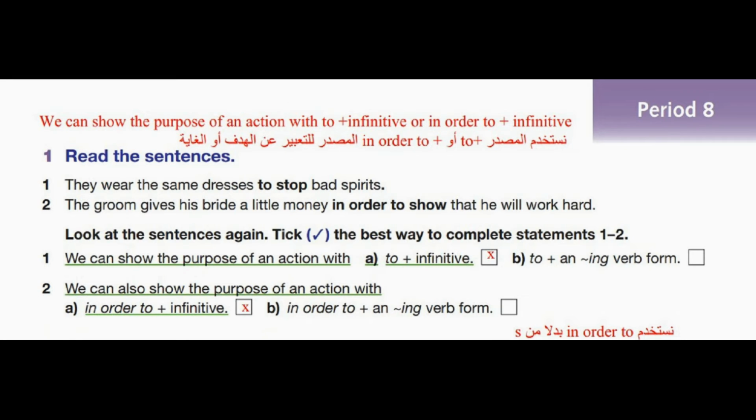1. Read the sentences. 1. They wear the same dresses to stop bad spirits. 2. The groom gives his bride a little money in order to show that he will work hard. Look at the sentences again. Tick the best way to complete statements 1 to 2. 1. We can show the purpose of an action with the to plus infinitive. 2. We can also show the purpose of an action with in order to plus infinitive.